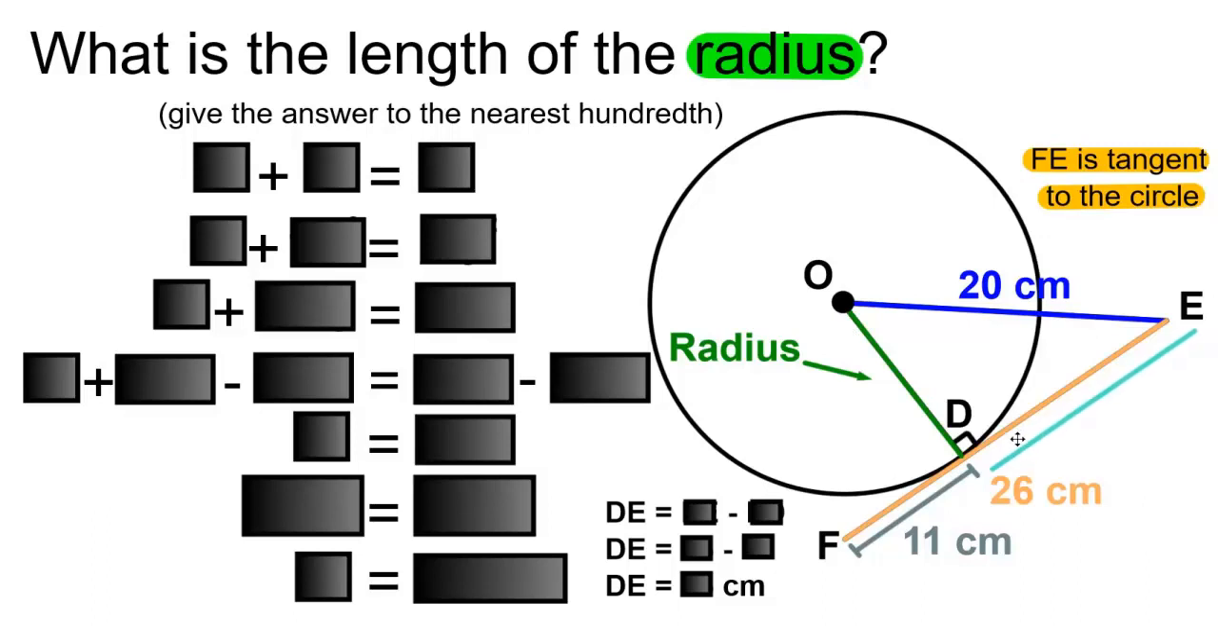We now need to know the distance between point D and point E. To solve this, we'll take the whole length, which is point F to point E, which is 26 centimeters, and we'll subtract point F to point D, which is 11 centimeters. So DE equals 26 minus 11, and therefore DE is going to equal 15 centimeters.